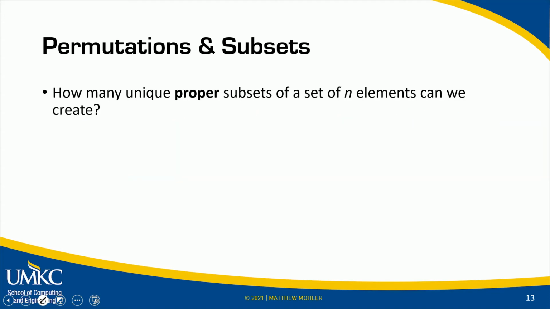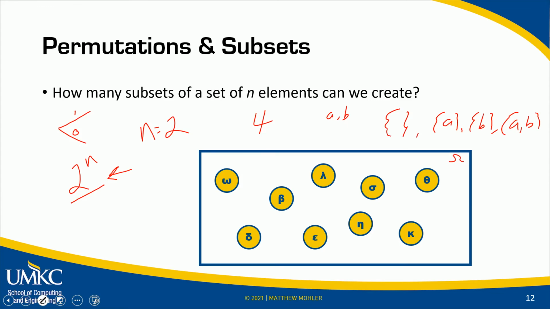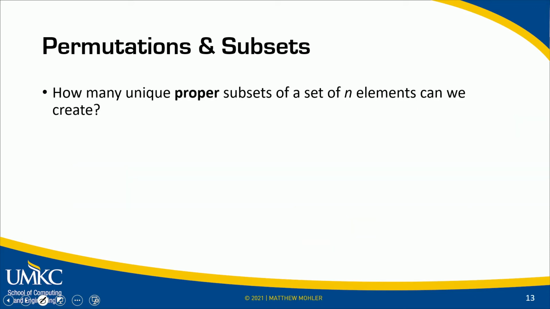Now, another question you might ask is, how many unique proper subsets of a set of n elements can we create? And if we look back at our previous slide, you'll notice that we did include the empty set as well as the set of the elements itself. And our definition for proper subsets is a subset that is not equal to the set itself. So in this case, the answer just very quickly is 2 to the n minus 1, subtracting off that subset that is the set, so that we are left with only proper subsets.